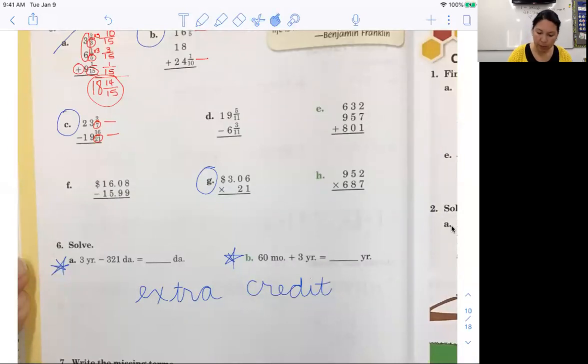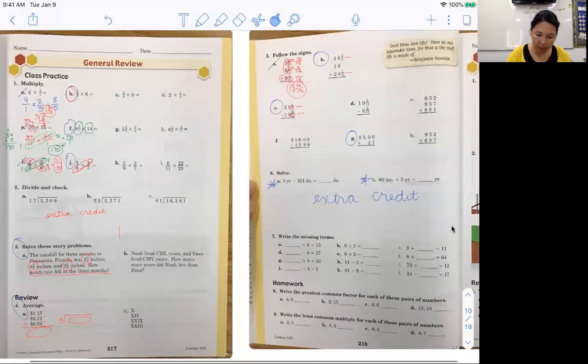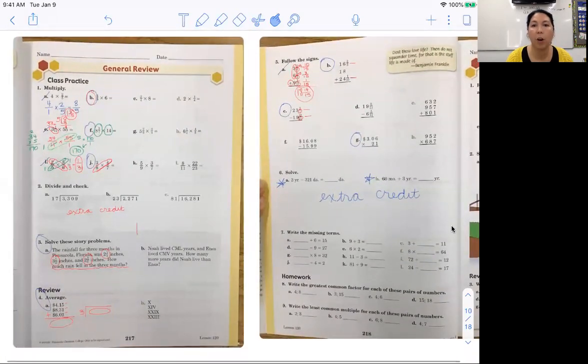All right, so I'm gonna zoom this out so we can see our test. You are doing all the ones that are circled. Number 1, B, F, and J, 3A, and 4A. On the back, you're doing 5B, C, and G, and that's it.